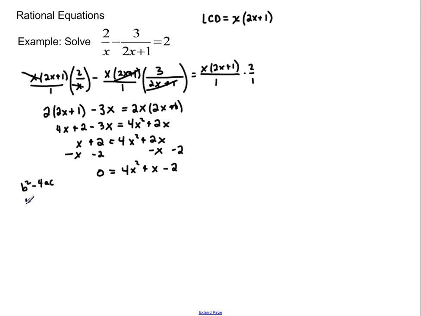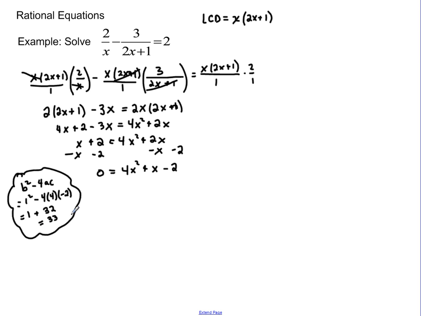B squared is equal to 1 minus 4 times our leading coefficient, which is 4, and our constant term at the end is negative 2. So we would have to be taking 1 plus 4 times 4, 16 times 2 is 32. That's going to give us 33. And because it's not a perfect square, this is not factorable.